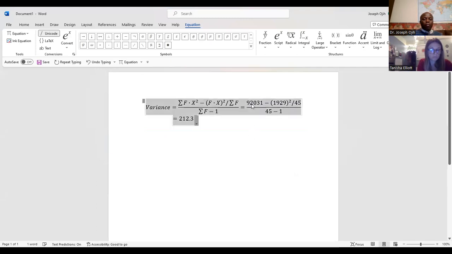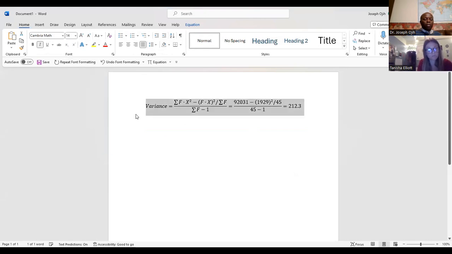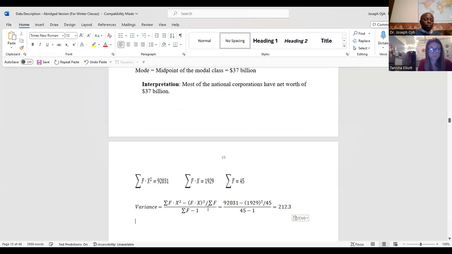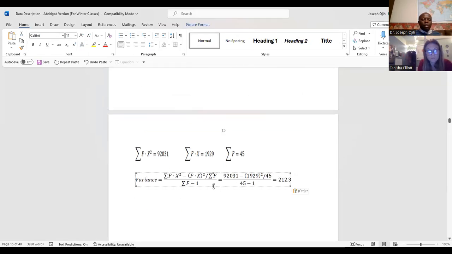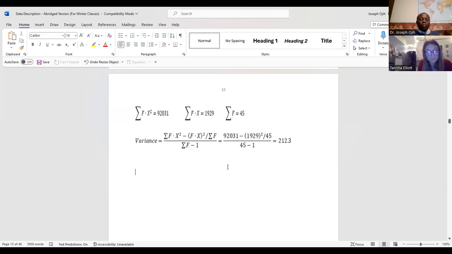I'm going to make it 14 so it will contain it. Copy this. Now we can paste it in our main workbook. So this is the variance right here. Once you get your variance, the standard deviation is easy. So that's our variance right there.